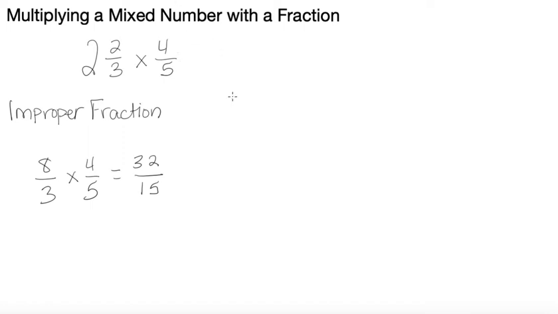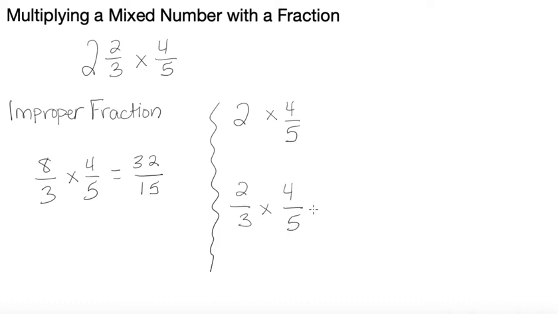So the other method that we can use to multiply our mixed number with a fraction is to break this 2 and 2/3 apart and multiply each part by 4/5. So I'm going to take out my whole number, 2. I'm going to multiply that times 4/5. And then I'm going to take out my 2/3. I'm going to multiply that by 4/5, and those answers I will add together.